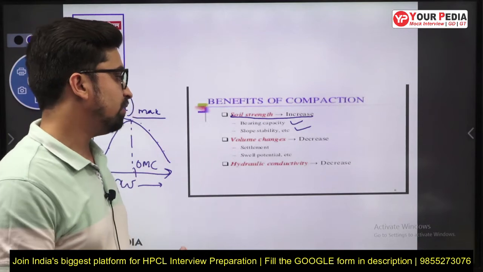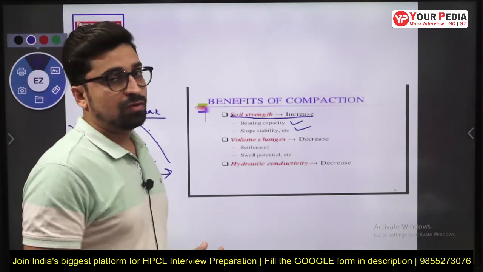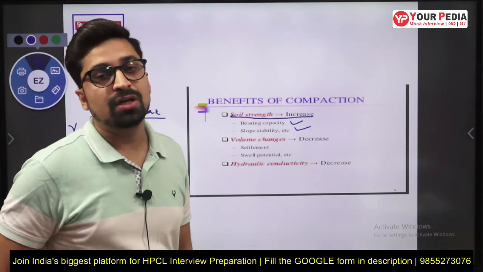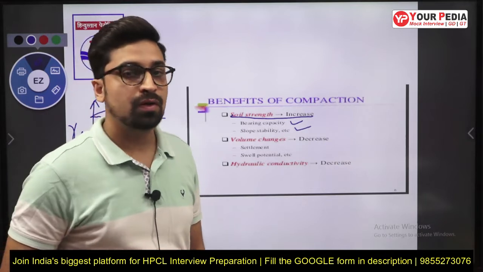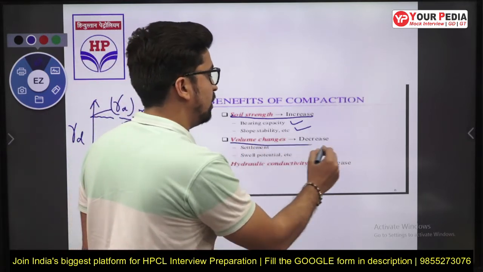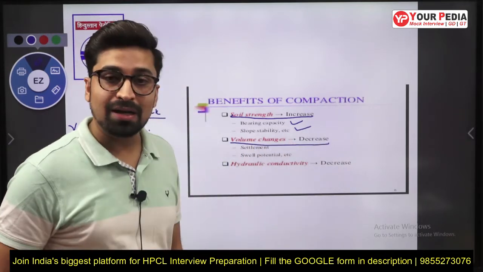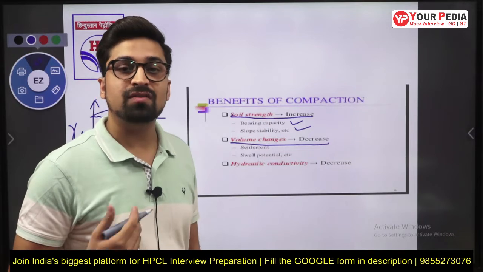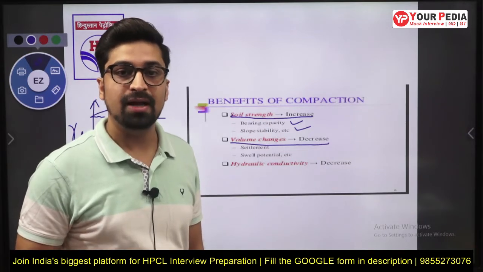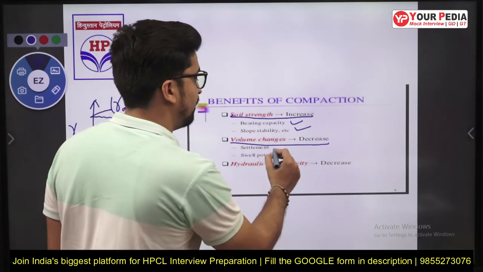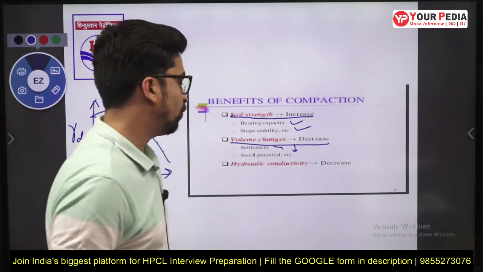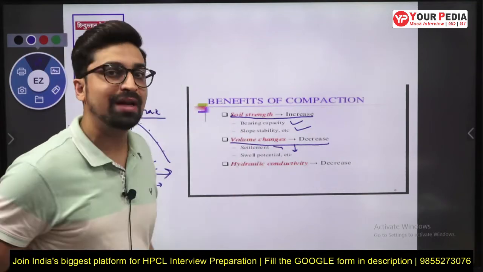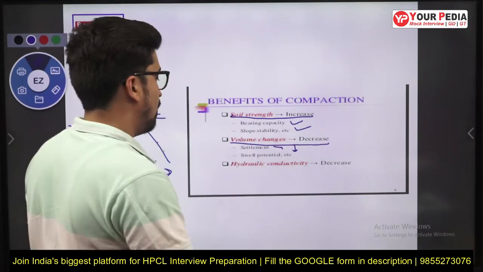After that, the volume changes. By compaction, the volume of the soil is reduced, which ultimately provides us with lesser settlement when we build our building over that soil. So settlement will be less. Along with that, swelling potential will also decrease.